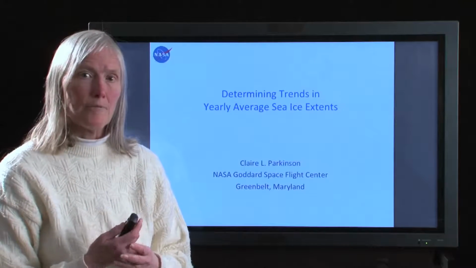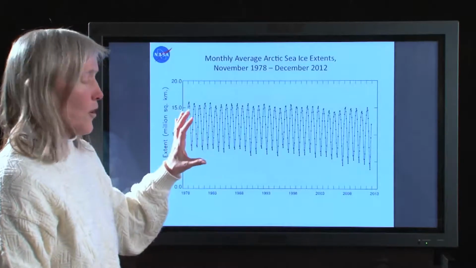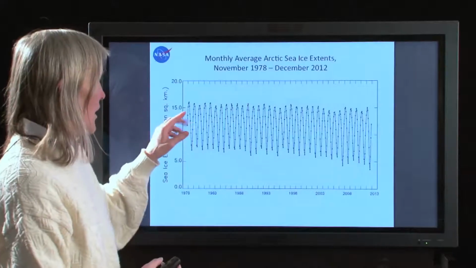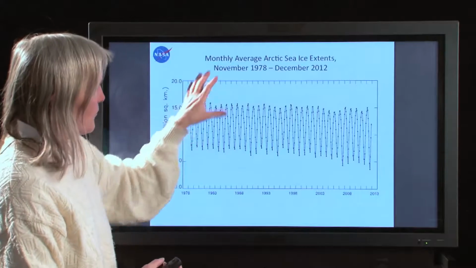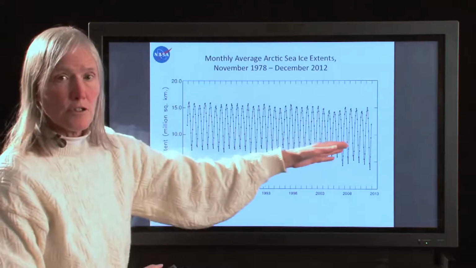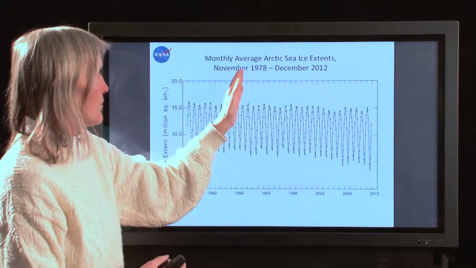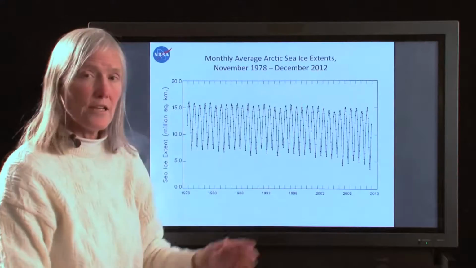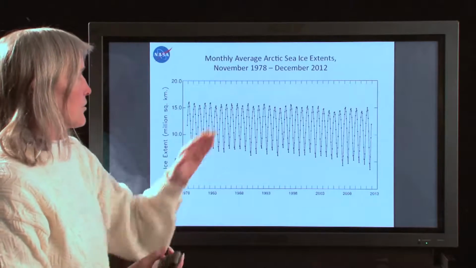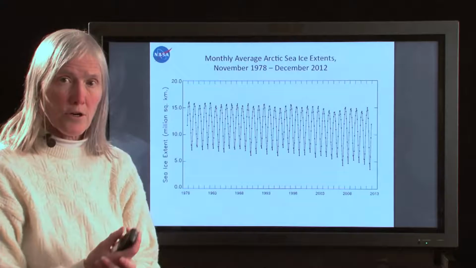I'm going to be showing you from where we ended with the first video, which was a set of plots of the Arctic sea ice monthly averages through this long-term record that we have from November of 1978 to December of 2012. And a similar plot for the Antarctic.